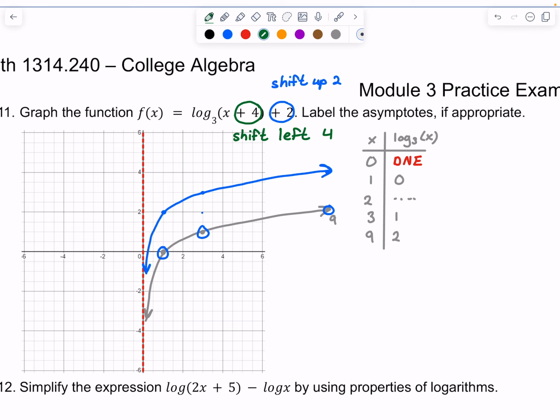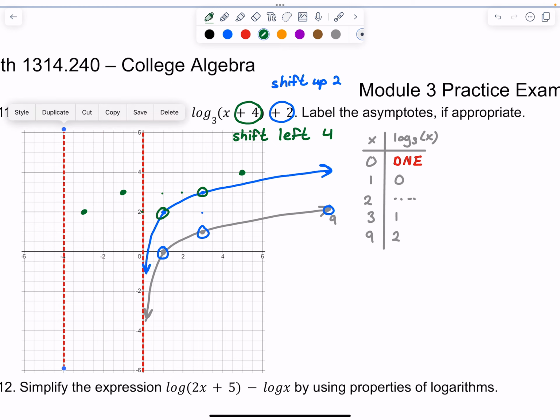The last thing I need to do is shift every point left by 4. And that's where this guy will pop up. So right now it's at 9. If I shift 9 left 4, it'll be at 5. This guy, shifted left 4, is going to be 1, 2, 3, 4. This one will be 1, 2, 3, 4. And is that it? Oh, that's it. Oh, and my asymptote. My asymptote, shifted left 4, will end up right here. And then I connect these things with a nice smooth line.